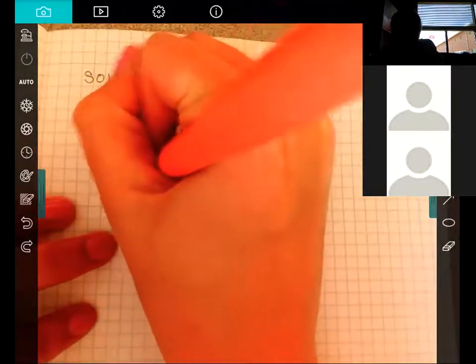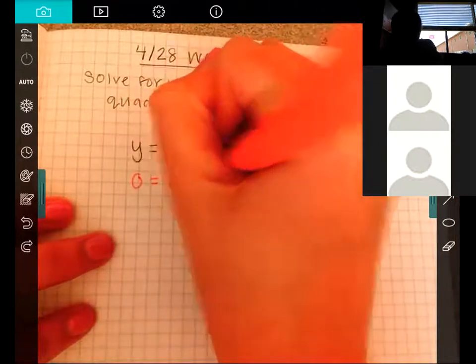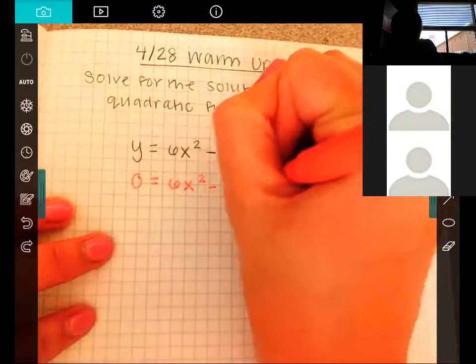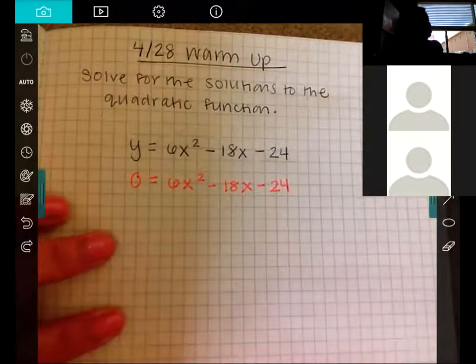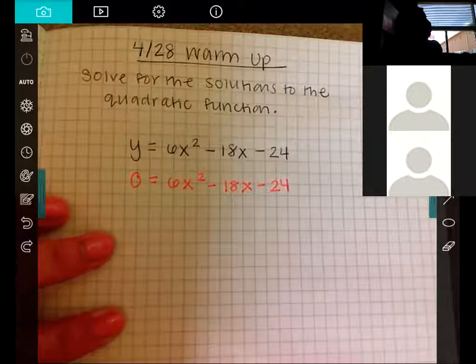Put 0 in for y, because solution, I want to make sure we're all listening to the explanation so y'all understand it. Solution means x-intercept, and if it's an x-intercept, we learned all the way back in unit 1, that means the y is 0.